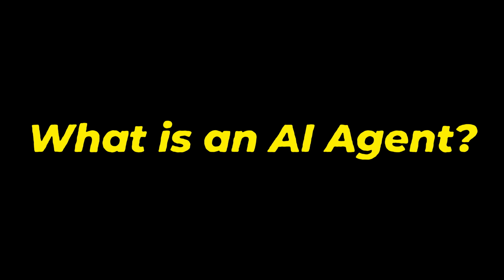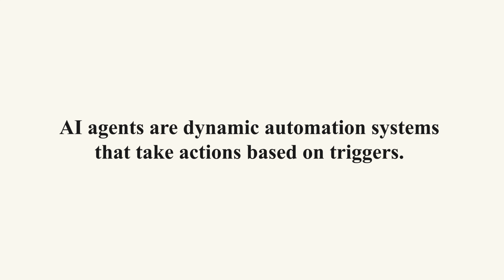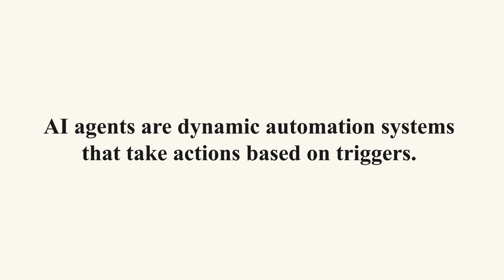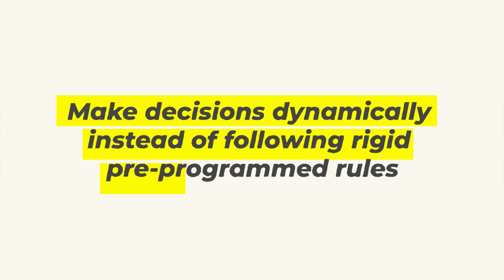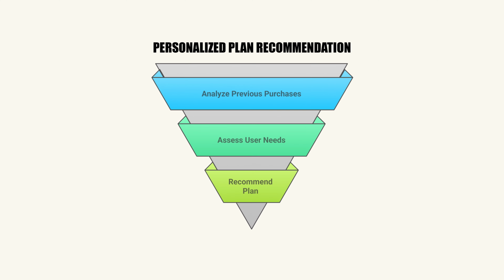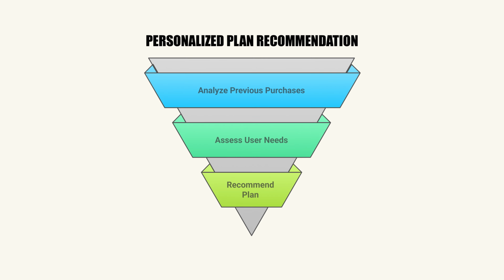What is an AI agent? AI agents are dynamic automation systems that take action based on triggers. Unlike traditional if-then-else workflows, AI agents leverage a large language model (LLM) as their brain, enabling them to make decisions dynamically instead of following rigid pre-programmed rules. For example, a chatbot is asked, "Which plan should I choose?" Instead of providing a generic response, the AI agent analyzes the user's previous purchases and recommends the most suitable option.